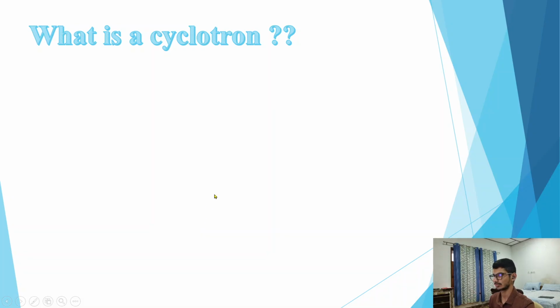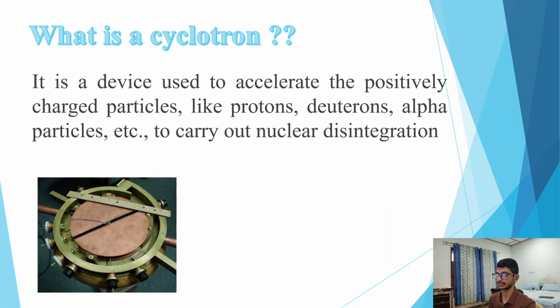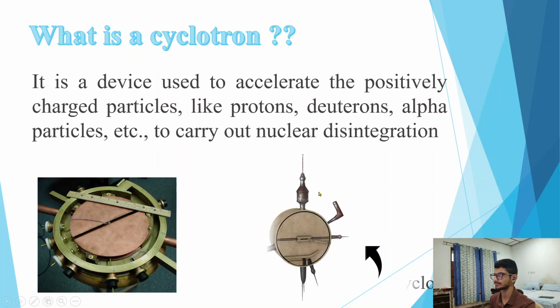So, what is a cyclotron? What do you think about a cyclotron? Basically, it is a particle accelerator which is used to accelerate some particles. But what kind of particles are those which are to be accelerated? It should be positively charged particles. Look, no neutrons, no electrons, only positively charged particles. So it is a device used to accelerate the positively charged particles like protons, neutrons, alpha particle, which all are positively charged, to carry out the nuclear disintegration. So here is the first cyclotron which was discovered in 1931.